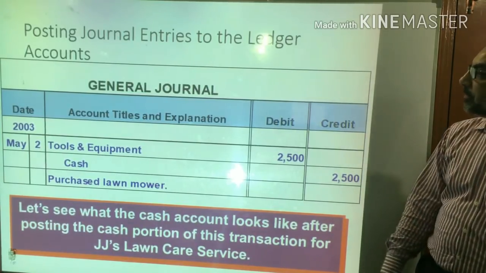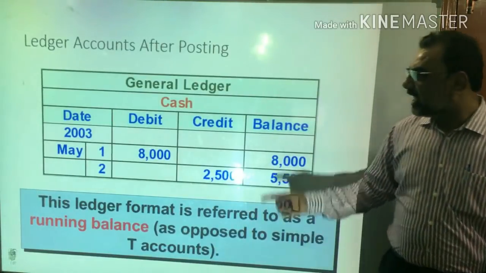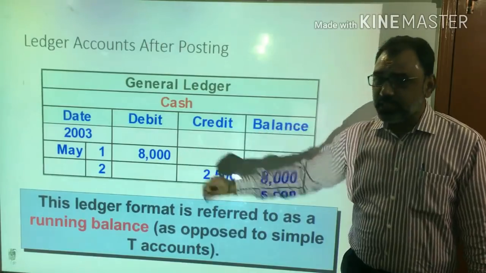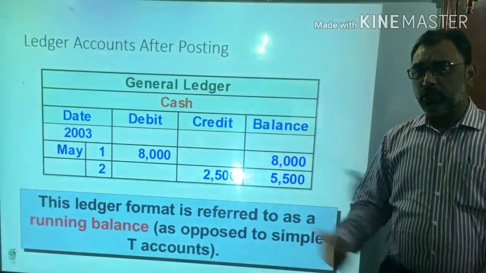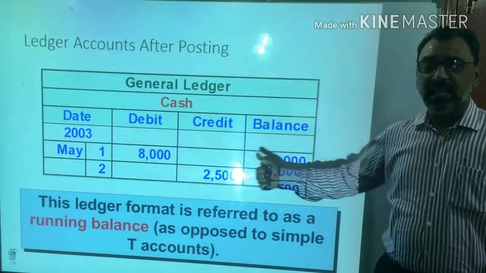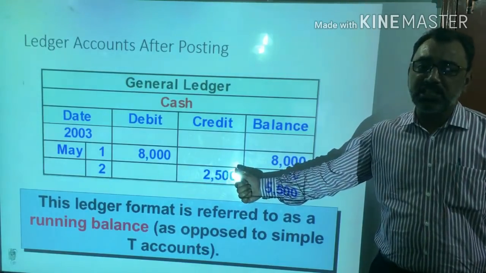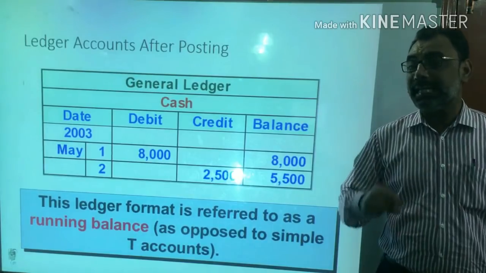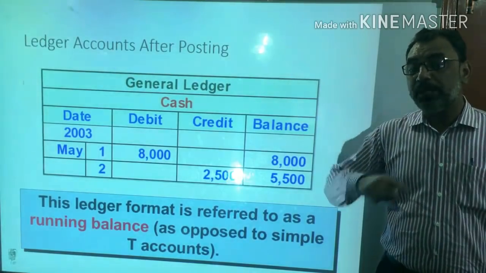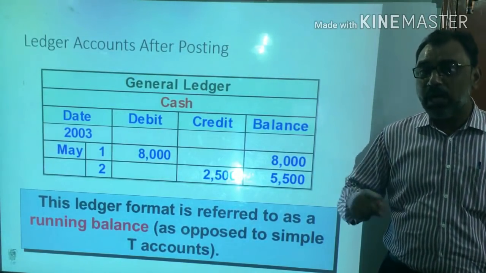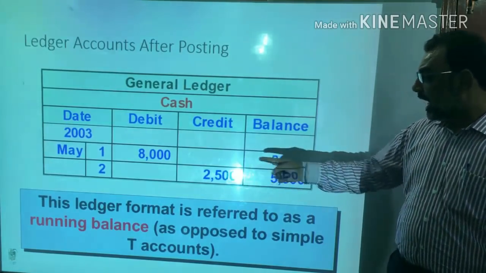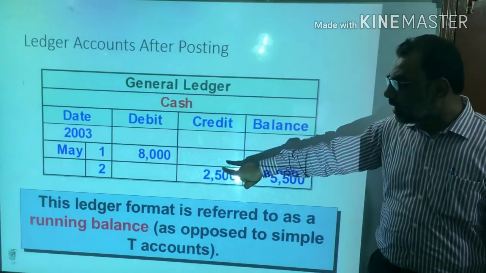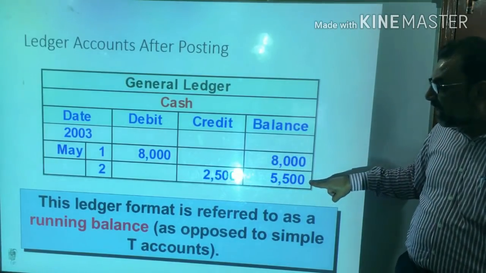credited. So let's see what the cash account looks like after posting the cash portion of this transaction. Okay. So now you can see that on 1st of May, the business had received a cash of 8,000. So your balance was 8,000. Then on 2nd of May, the business purchased some equipment, I mean the earth mover, worth 2,500 and paid cash 2,500. So periodically or perpetually, if you are balancing them off, at that moment your cash balance was 8,000, and then after 2nd May your cash balance reduced to 5,500.